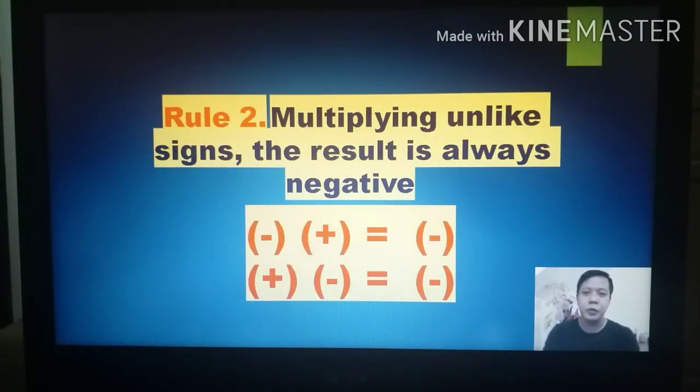Okay, for rule number 2, multiplying unlike signs, the result is always negative. If we have negative times positive, the product is what? Negative. If we have positive times negative, the product is also negative. Why? Because in this rule, the product is always negative if you're multiplying integers having unlike signs. So that is rule number 2. Okay, so remember only these two rules, this will be your guide to answer the problems.